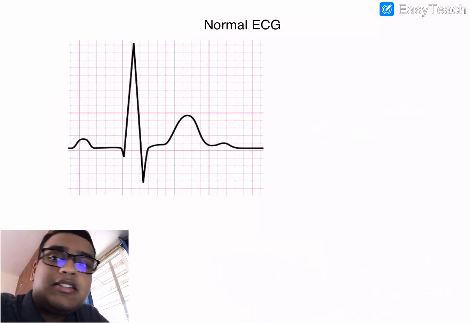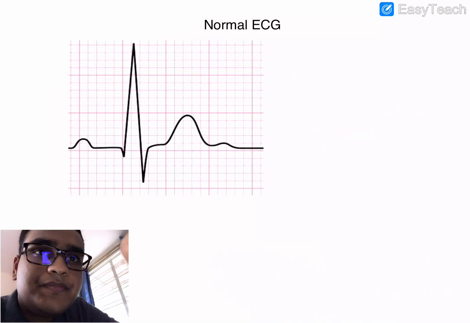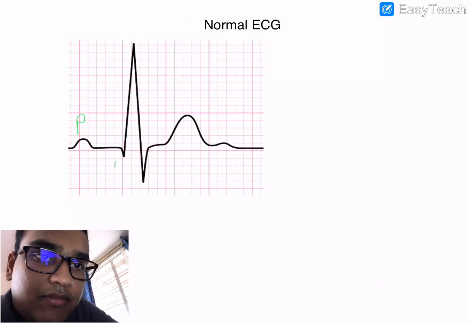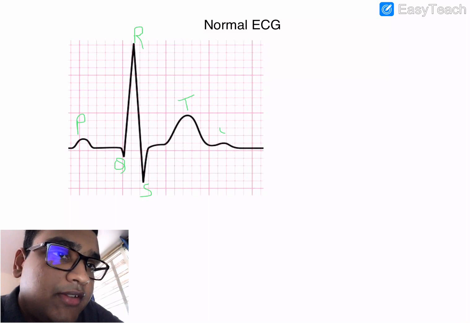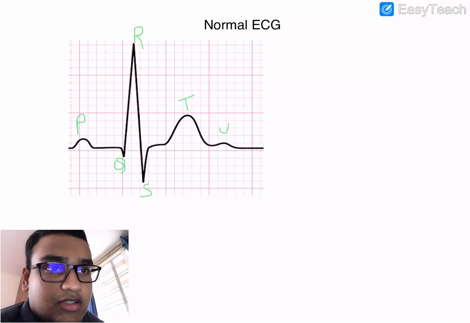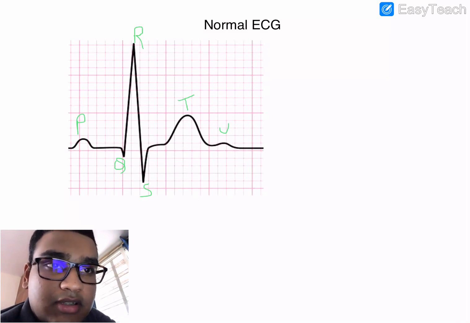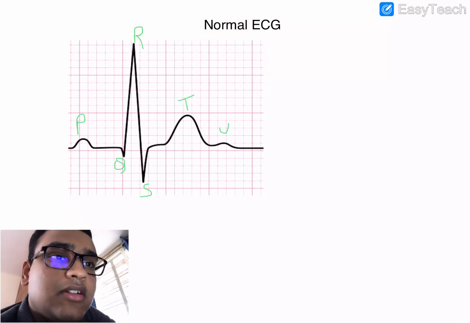So now we'll discuss the normal ECG. As you all know, this is a normal ECG. This is the P wave, this is the Q wave, R wave, S wave, this is the T wave, and this is the U wave. The U wave may or may not be seen; it is physiological. In general, the P wave is because of atrial depolarization, the QRS complex is because of ventricular depolarization, the T wave is because of ventricular repolarization, and the U wave is because of late repolarization of Purkinje fibers.